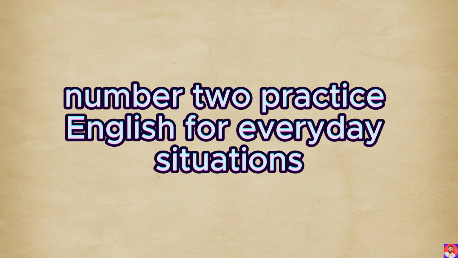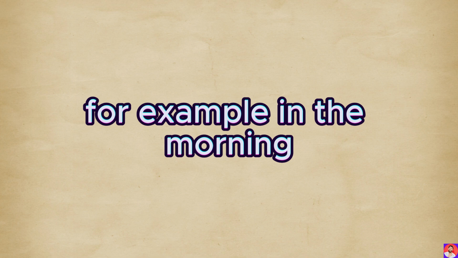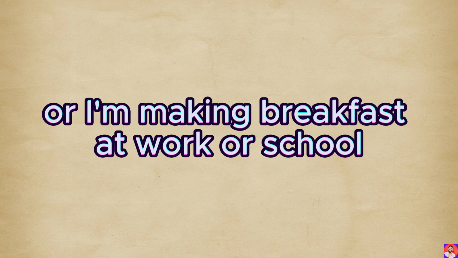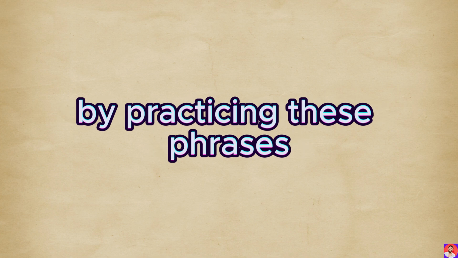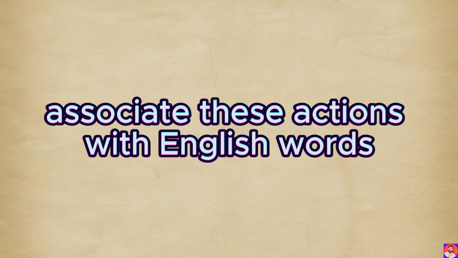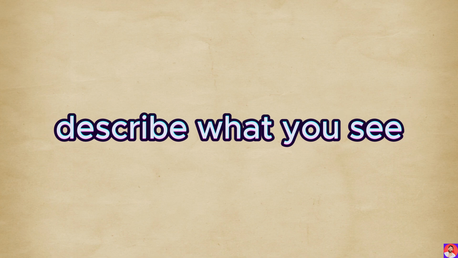Number 2, practice English for everyday situations. Take everyday situations and think about how you would describe them in English. For example, in the morning, say to yourself, I'm waking up, I'm brushing my teeth, or I'm making breakfast. At work or school, think, I have a meeting at 10, or I need to finish this homework. By practicing these phrases, you're training your brain to associate these actions with English words. You don't need to be in an English-speaking country to do this. It works anywhere.